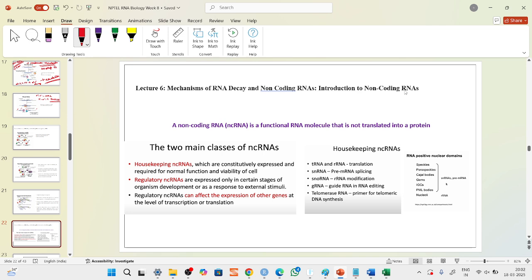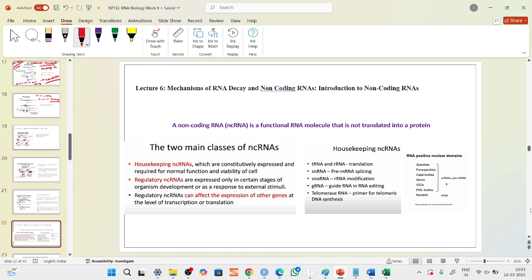Now from here we come to the other important kind of RNA, which is the non-coding RNAs. There are two kinds of RNAs. You must be knowing that there are two different kinds of RNAs present. The first is the coding RNA, and the second is the non-coding RNA. So what are the coding RNAs? Coding RNAs are the RNAs that code for a particular amino acid.